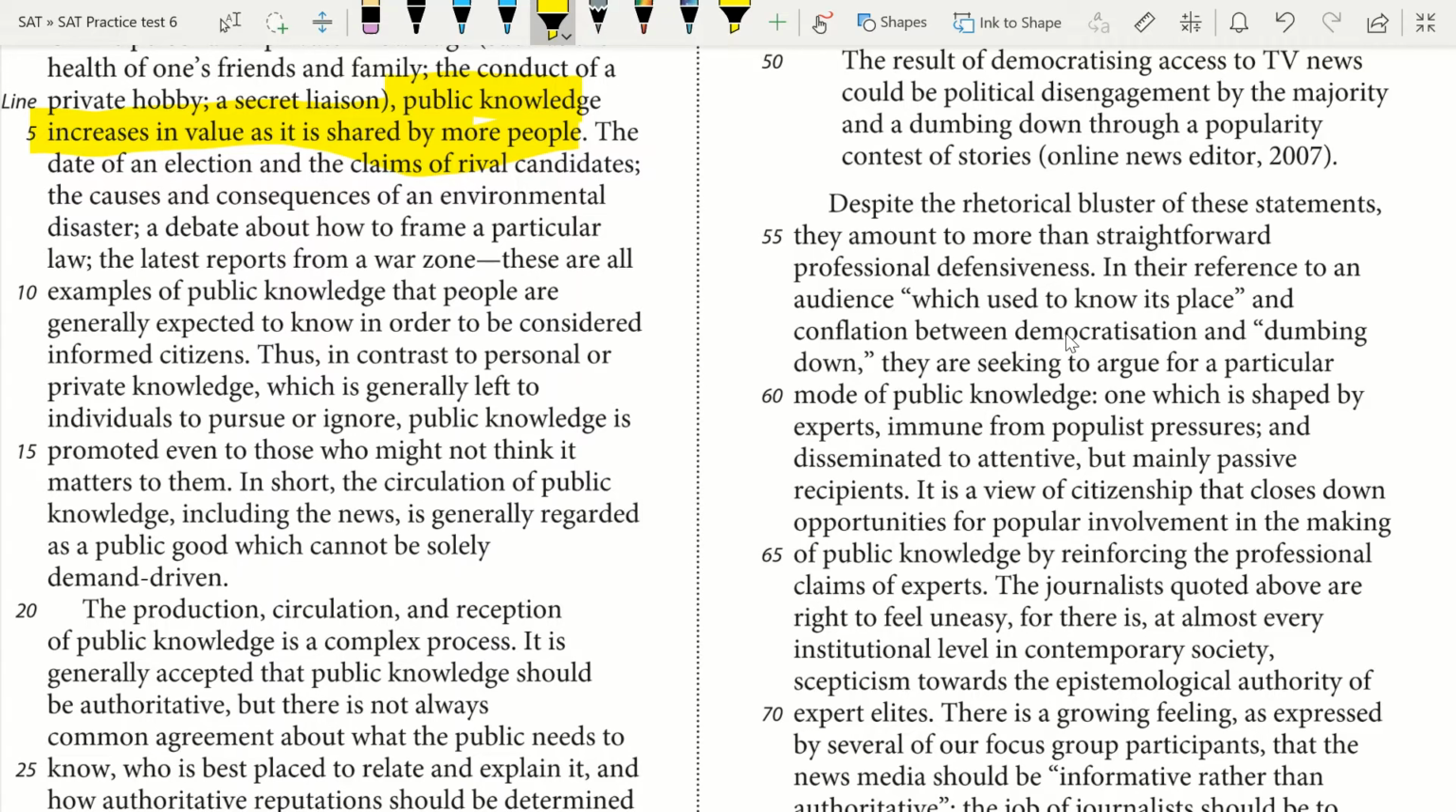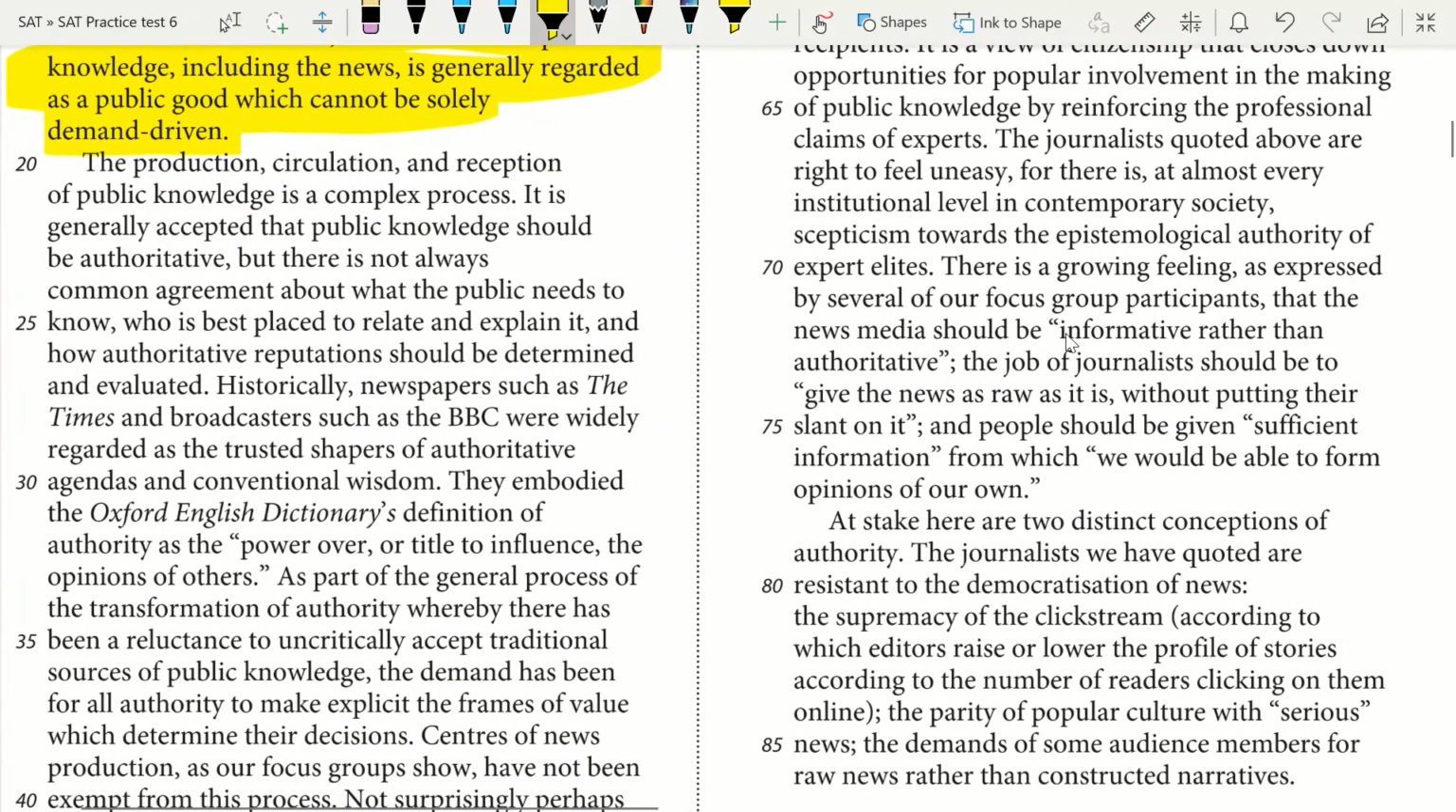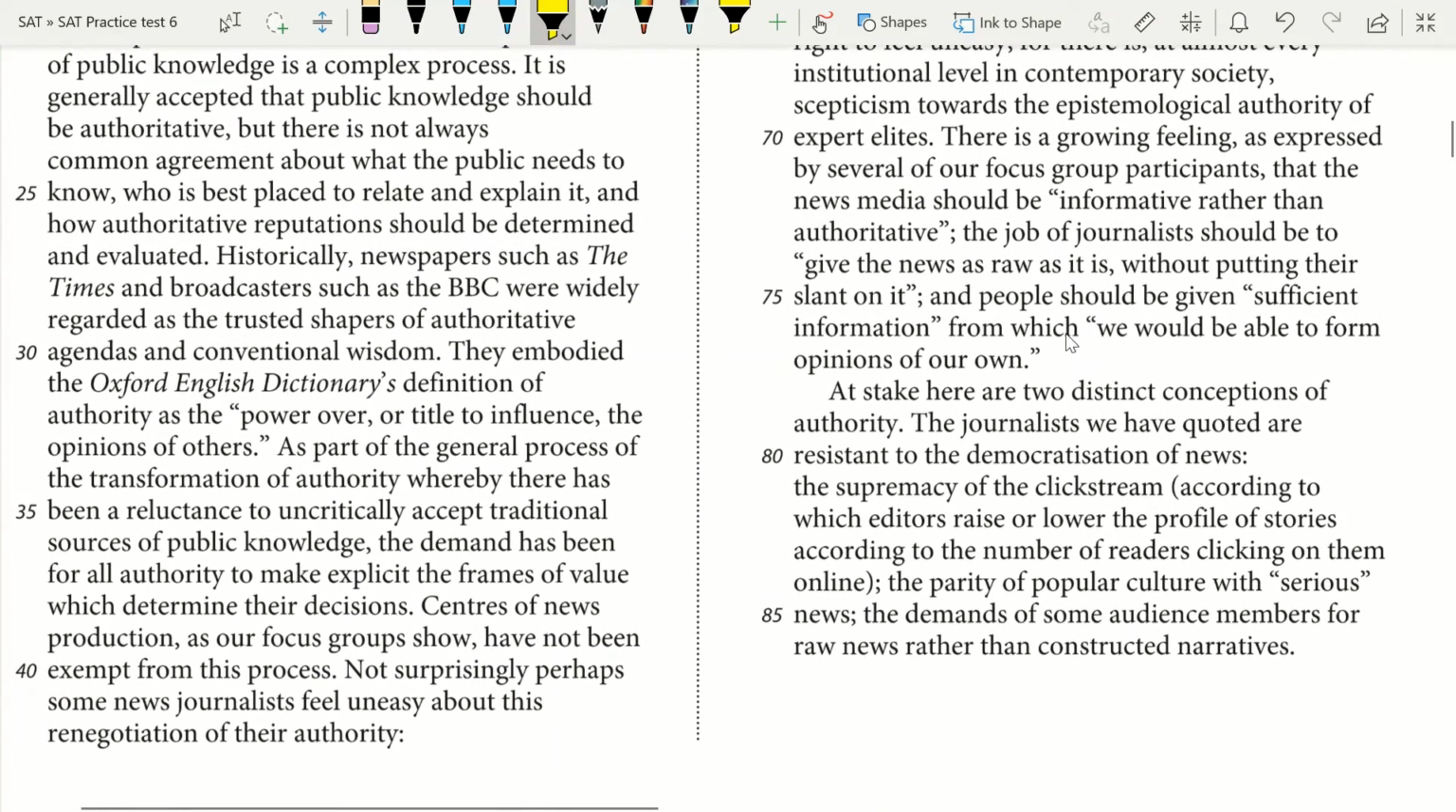In short, the circulation of public knowledge, including the news, is generally regarded as a public good which cannot be solely demand-driven. The production, circulation, and reception of public knowledge is a complex process. It is generally accepted that public knowledge should be authoritative, but there is also not always common agreement about what the public needs to know, who is best placed to relate it and explain it, and how the authoritative reputation should be determined and evaluated.